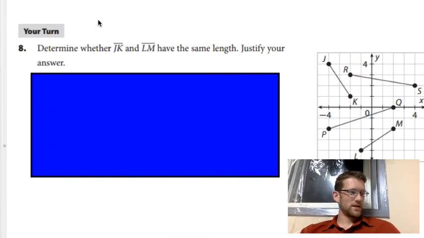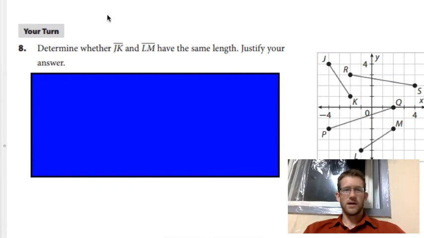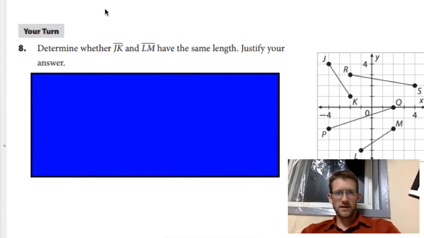Okay, go ahead and try this problem. I'll pause here. So pause here, see if you can solve for this one.